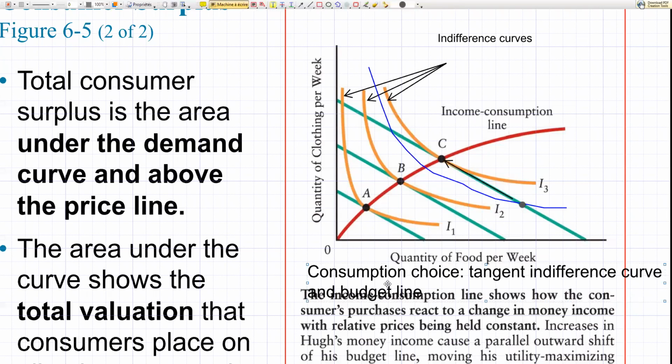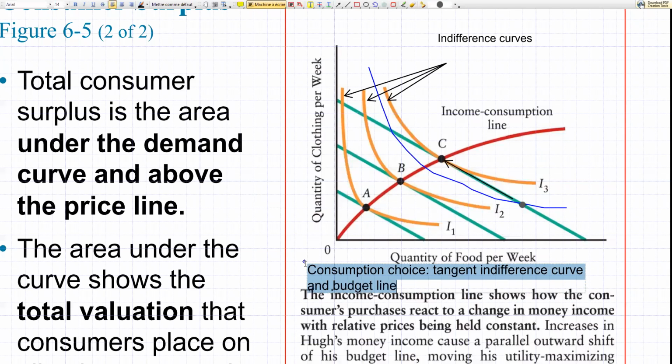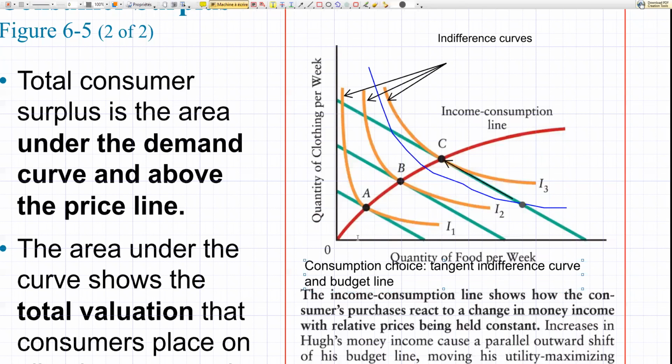Yes, Mr. Ryan. I understand the green budget line and the yellow indifference curves, but could you re-explain the red income consumption line? I don't really understand. Oh yeah, okay. No, so just ignore that for now. I'll tell it in 2 minutes. But yeah, that's another extra concept. For now, just ignore it.